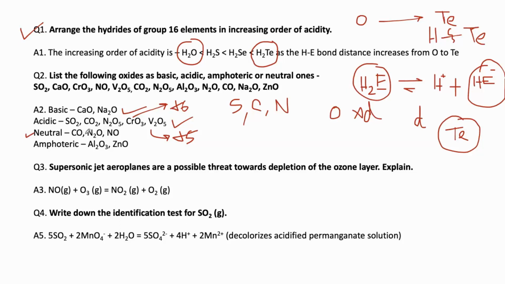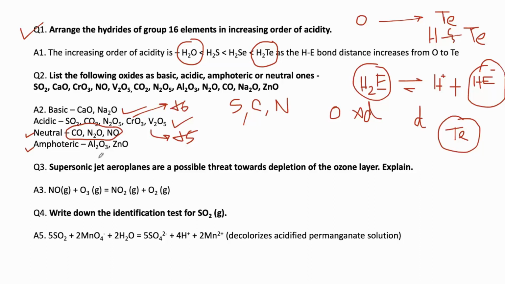Now we have some important oxides which are neutral: carbon monoxide, N2O and NO. These are also non-metallic oxides, but they are quite different and have an exceptional character. So you have to remember these three oxides as the neutral oxides: CO, carbon monoxide, N2O, that is nitrous oxide, and NO, that is nitric oxide. And aluminium and zinc form the amphoteric oxides, Al2O3 and ZnO. Both are amphoteric oxides because they react with both acids and bases.